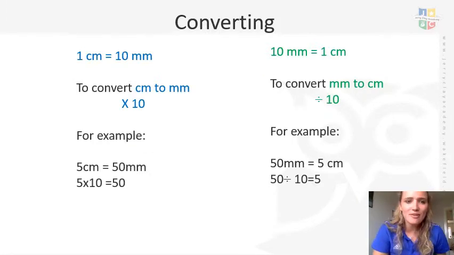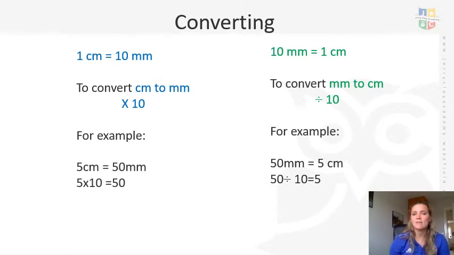So in order to convert from centimetres to millimetres, we have to times by 10. So for example, if we've got 5 centimetres, if we times that by 10, it will be 50 millimetres. So 5 times 10 is 50, so 50 millimetres. Same if you had 9 centimetres, if I wanted to know how many millimetres that was, we times it by 10. So 9 times 10 is 90, so there'd be 90 millimetres in 9 centimetres.